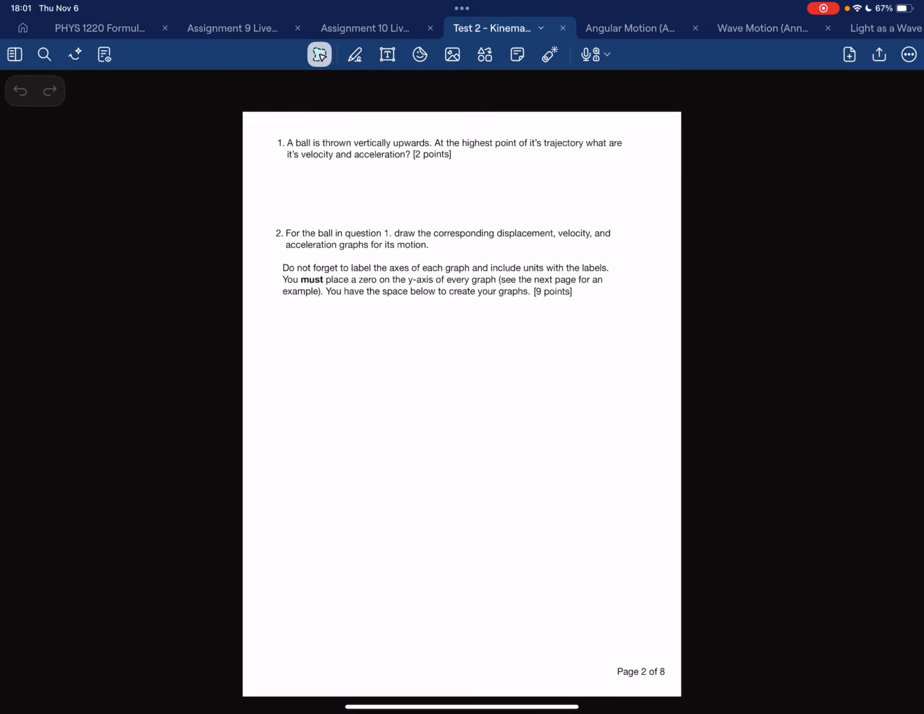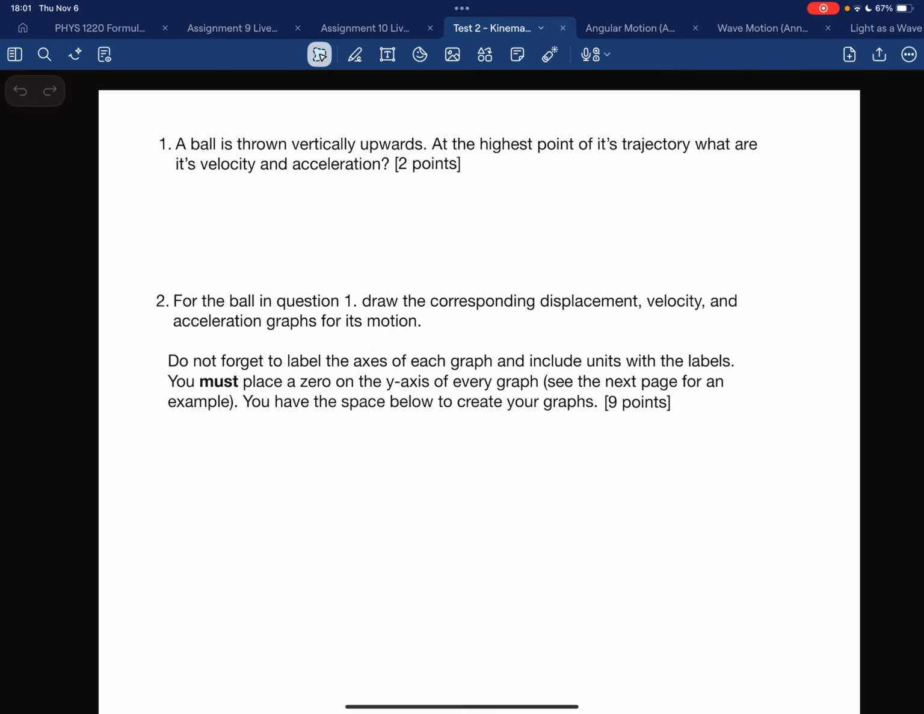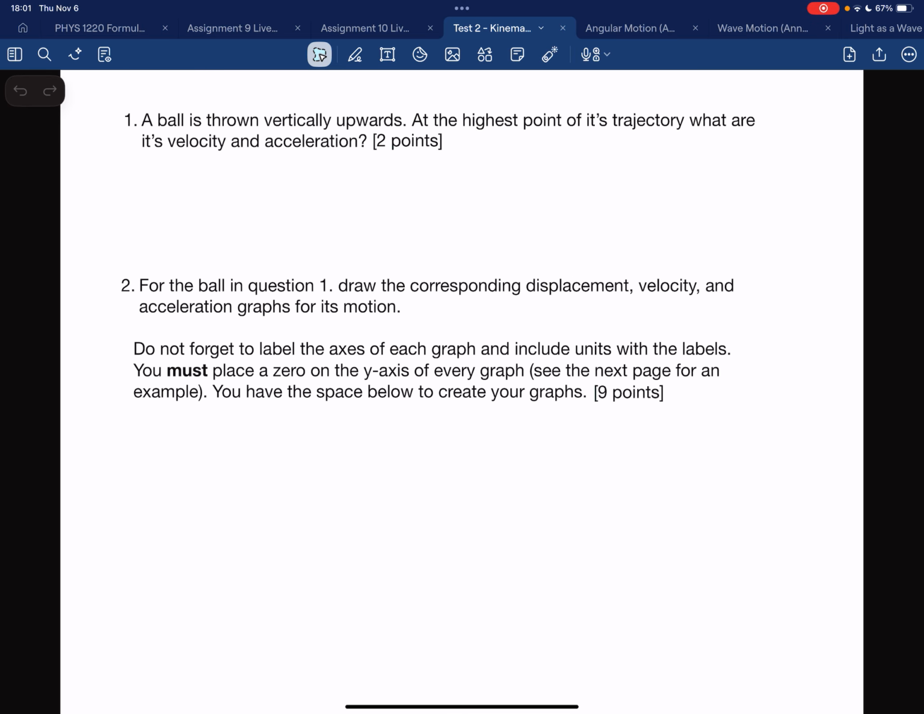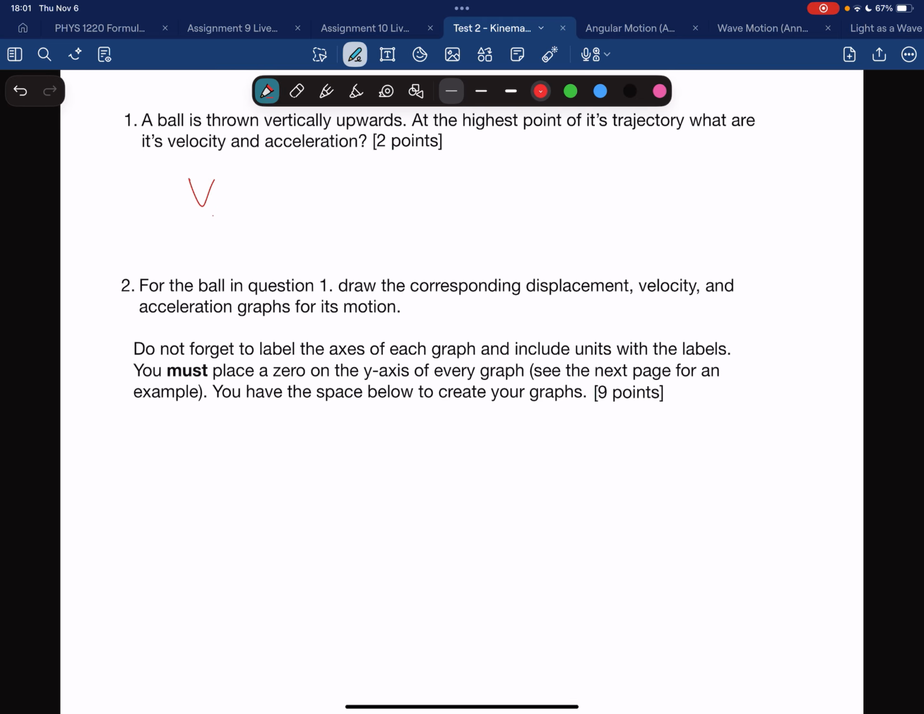A ball is thrown vertically upwards. At the highest point of its trajectory, what are its velocity and acceleration? So we need to know what the velocity is and the acceleration. This is projectile motion. At the very top of its trajectory, the ball momentarily has a velocity of 0. It has stopped moving upwards and it has not yet started moving downwards. So its velocity is 0 in that instant.